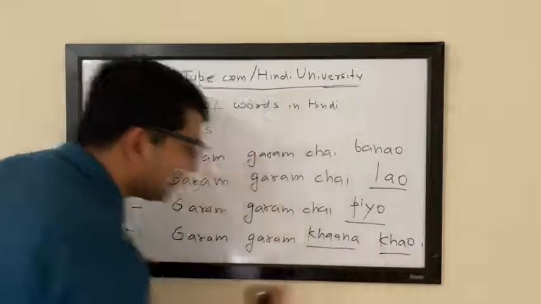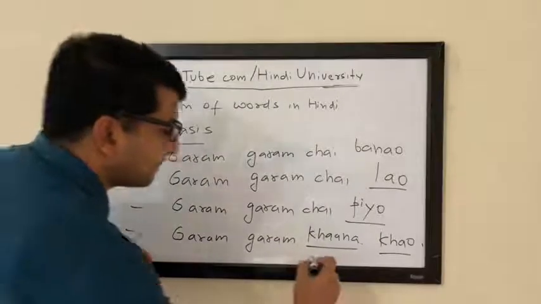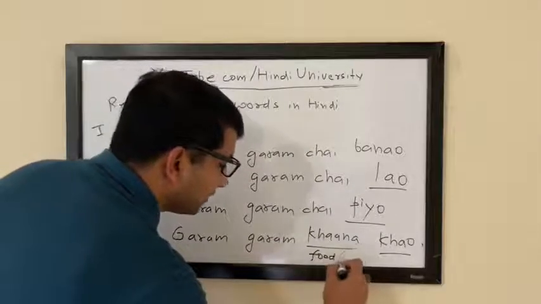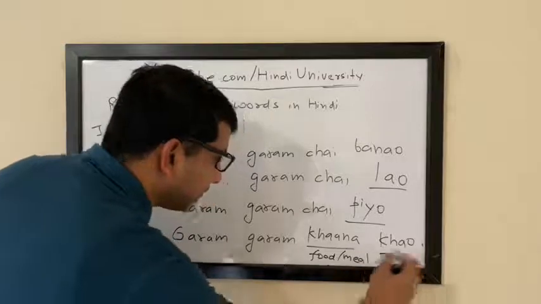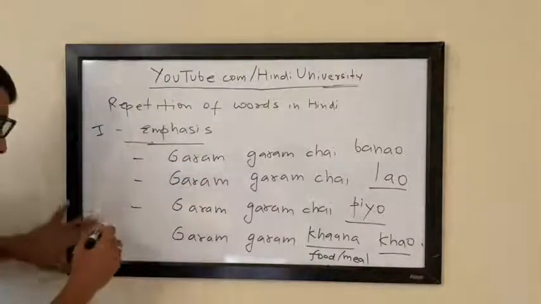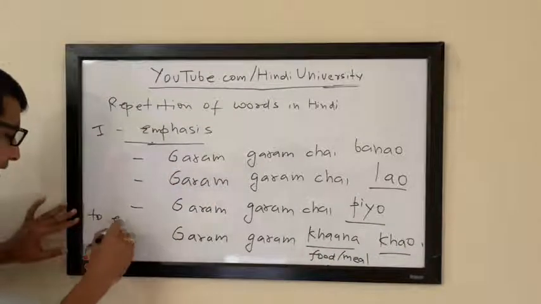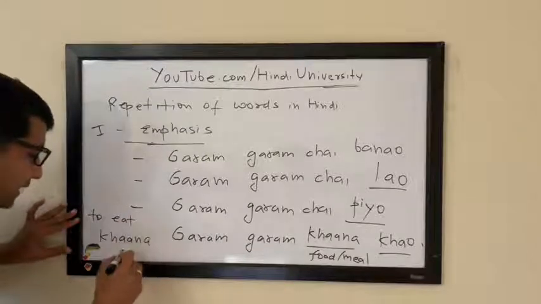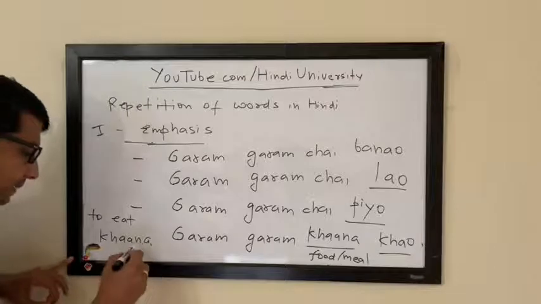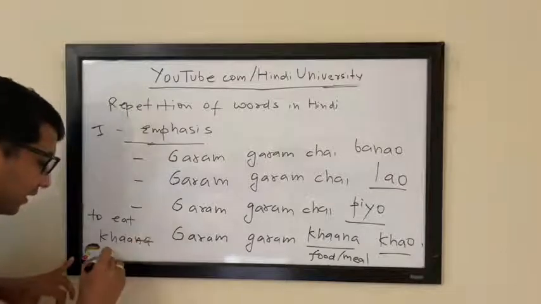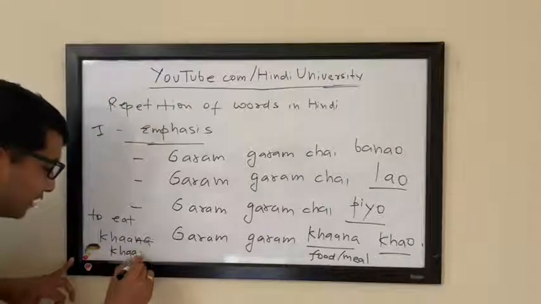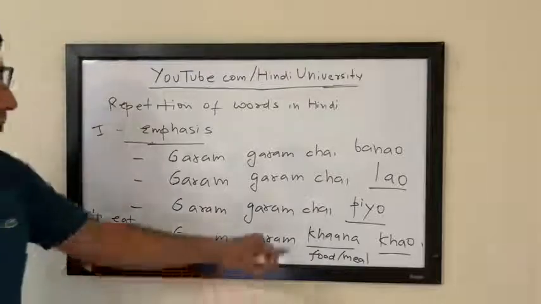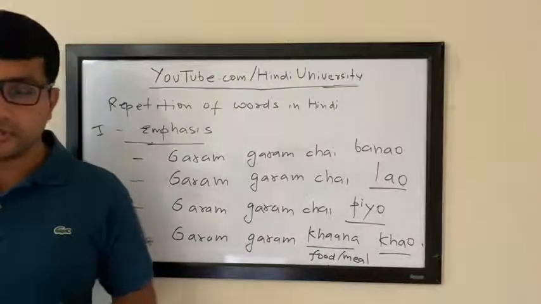Okay, what is khana? Food or meal. Food or meal. And the verb here is? To eat, khana. Very good. To eat is khana. The verb here is khana, but because it is imperative, you will remove the na and put o. I'm just using this form, but know that you can use all the imperative forms.